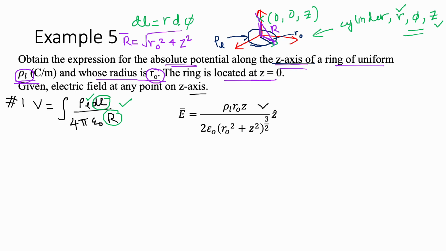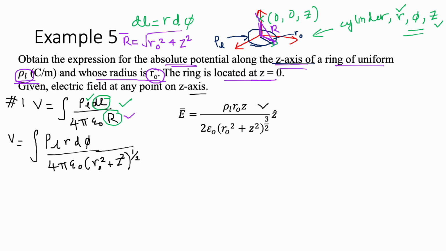This to this, right? So you will get this length, r squared plus z squared, and square root of it. Okay, so we have all this information. You just have to substitute inside this equation. So your V will then become rho L, your dl is going to be r dφ, over 4π epsilon naught. Your R is equal to the square root of r naught squared plus z squared, right?